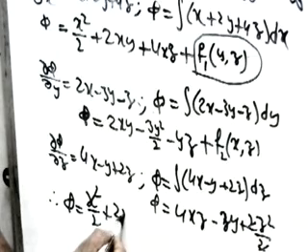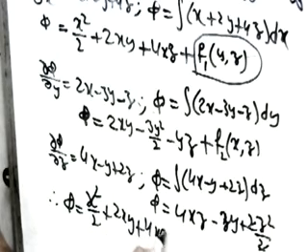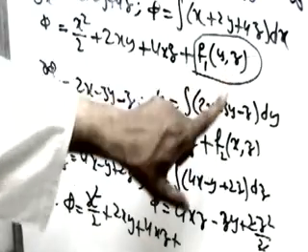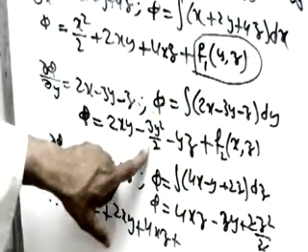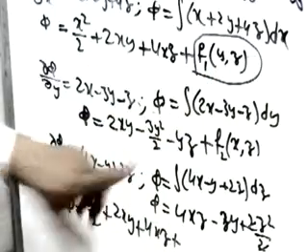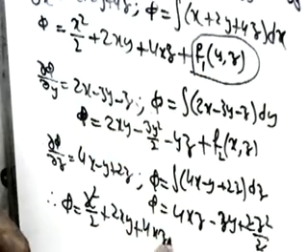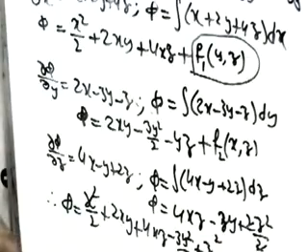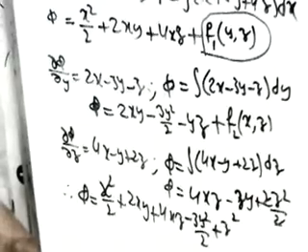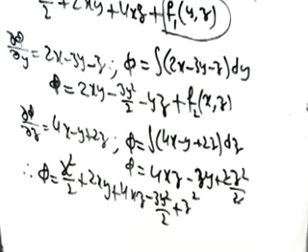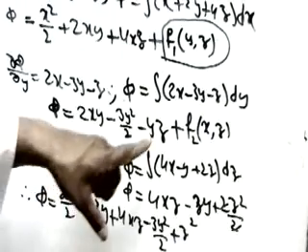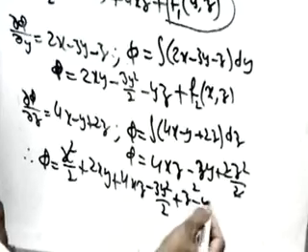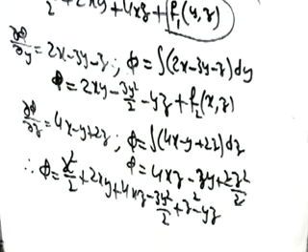X squared by 2 plus 2xy plus 4xz plus, now the terms of y and z. The integration of y gives y squared, so you write minus 3y squared by 2, and of z you write z squared by 2. Now what is left here? We are left with two things. The constant yz is here, so you write minus yz.